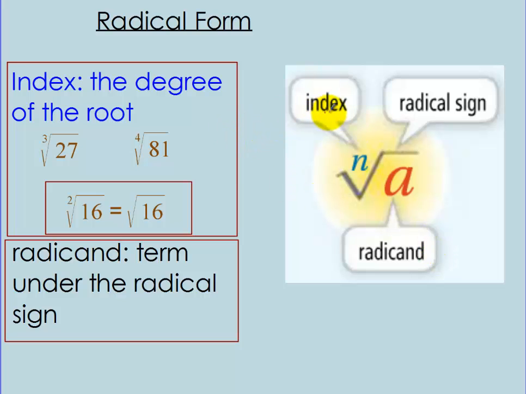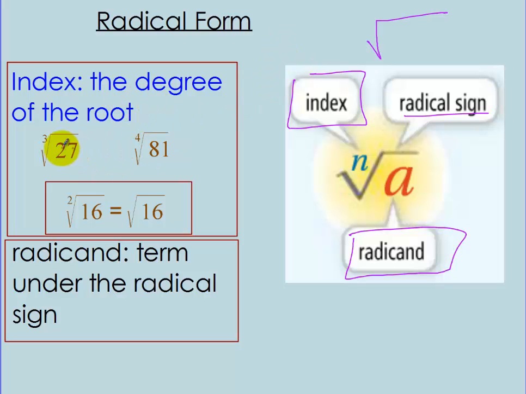There are three main vocabulary words. You've got your radical sign, which is that check mark thing you've seen before. Underneath the radical sign is what we call the radicand. And outside the top left corner of the radical sign is something we call the index, which you might not have seen before. The index is the degree of the root.